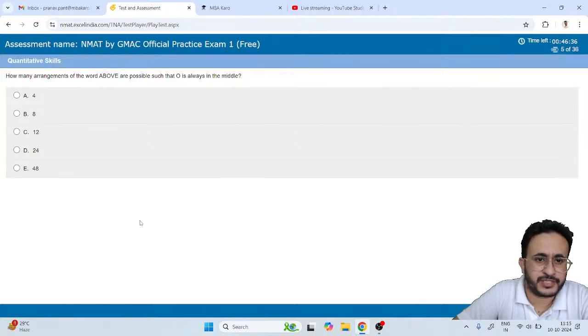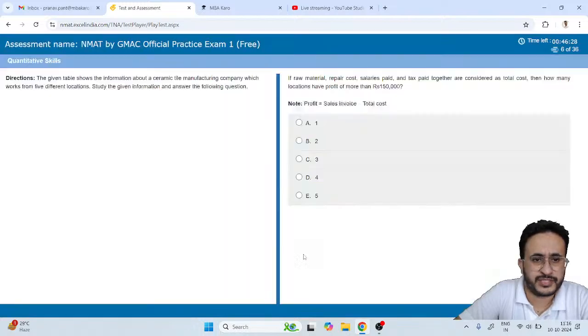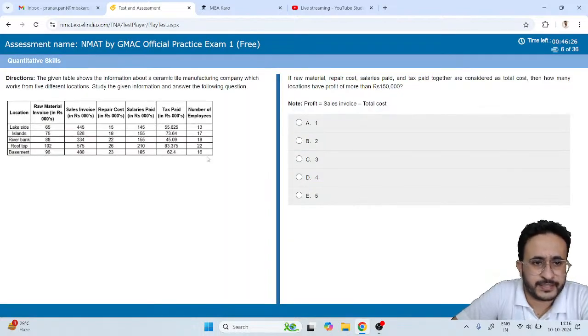How many arrangements of the word above are possible? O is always in the middle. So you place O in the middle. Then there are four letters which you can arrange in 24 ways. So easy question.